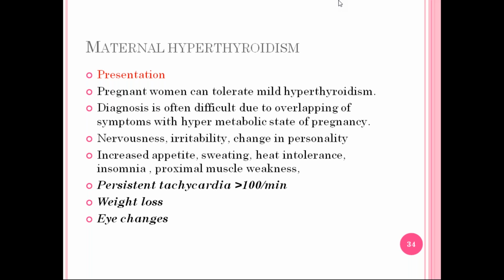And the diagnosis, same way, is difficult because all the symptoms of pregnancy overlap the symptoms of the hypermetabolic state of pregnancy. The symptoms will be nervousness, irritability, change in personality, increase of appetite. She'll be sweating a lot, she cannot tolerate the heat, and she'll have sleepless nights, and she cannot hold anything, right? She cannot lift her hand. There will be proximal muscle weakness. She cannot even comb her hair properly. So all this will be there.